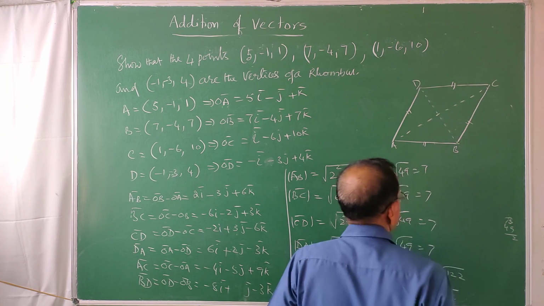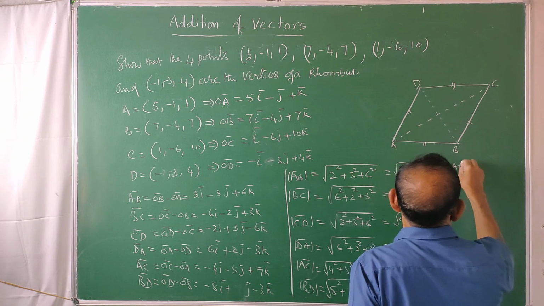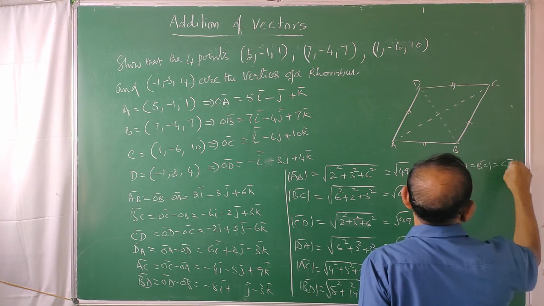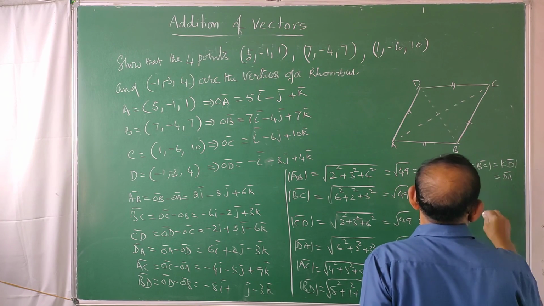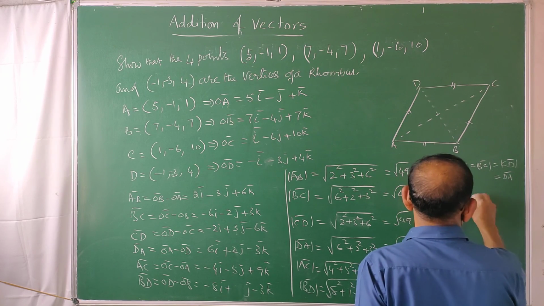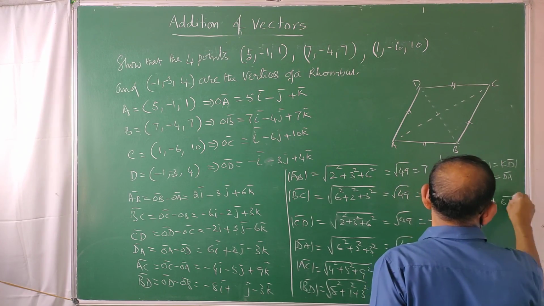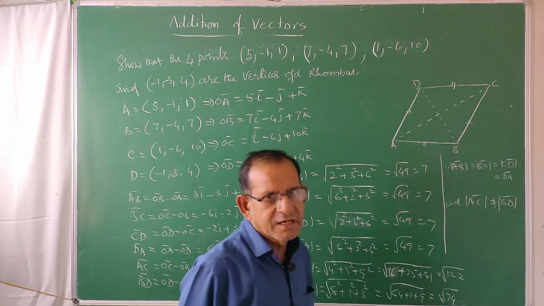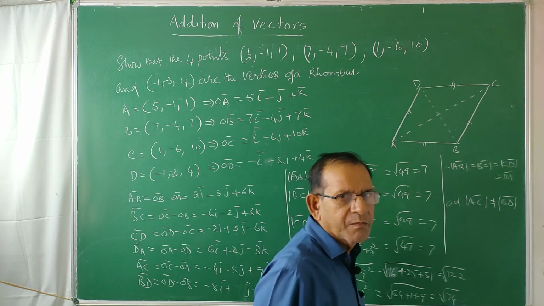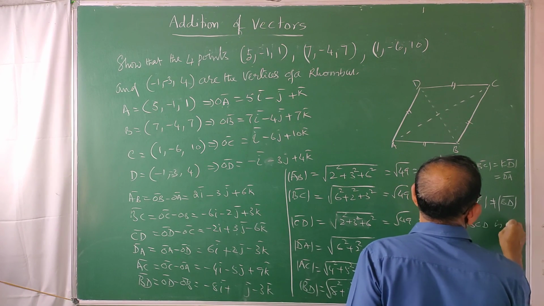So here, therefore, the modulus of AB bar is equal to BC bar is equal to CD bar is equal to DA bar. All four sides are equal, and the modulus of AC bar is not equal to BD bar. Four sides equal and diagonals are not equal. Therefore, ABCD forms a rhombus.